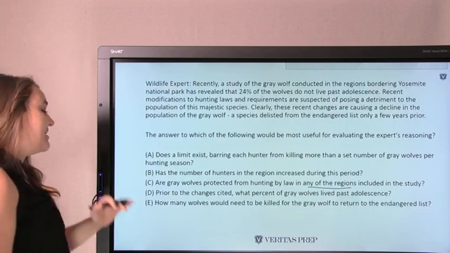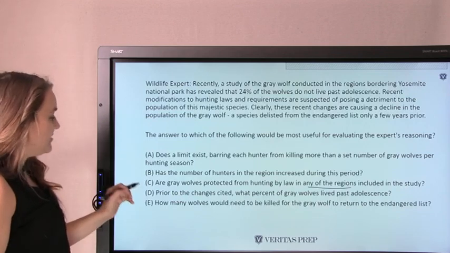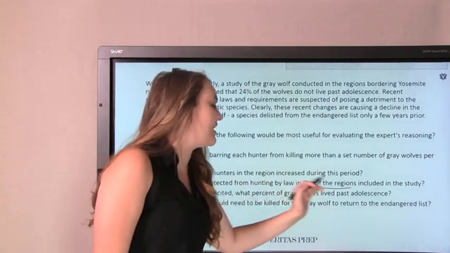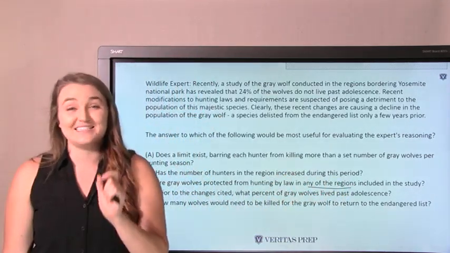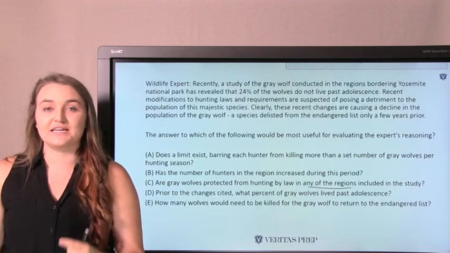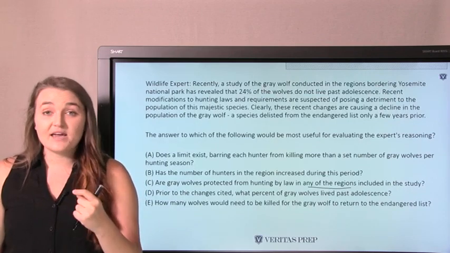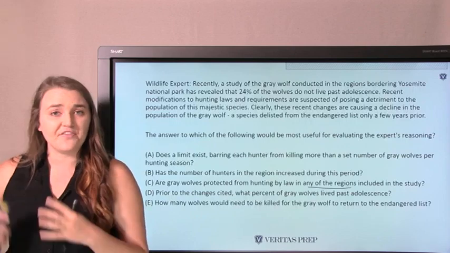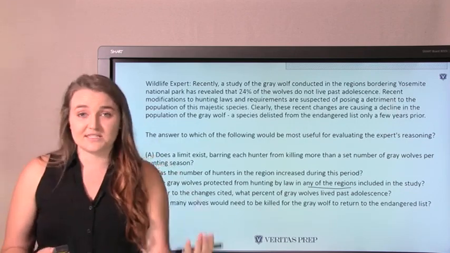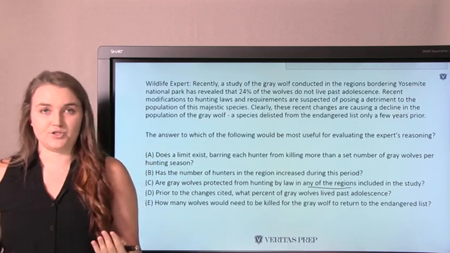However, as many of you noted, answer choice D tells us prior to the changes cited, what percent of gray wolves live past adolescence, and that element on its own makes or breaks the validity of our argument. And when I say argument, I mean the argument as a whole, not the conclusion in a vacuum, but rather the connection between the use of the cited evidence to draw the conclusion we're drawing.